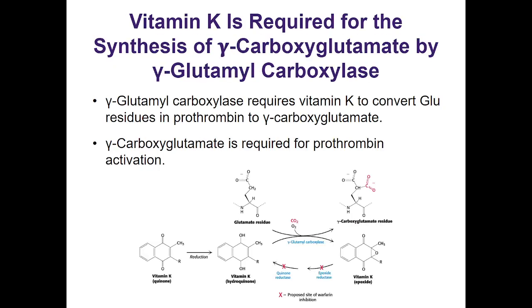The vitamin K, again, is required for the synthesis of the gamma carboxyl glutamate by the gamma glutamyl carboxylase. The gamma glutamyl carboxylase is going to require your vitamin K to convert the GLU residues in prothrombin to the gamma carboxyl glutamate. And again, this is over here. This is the vitamin K, by the way.